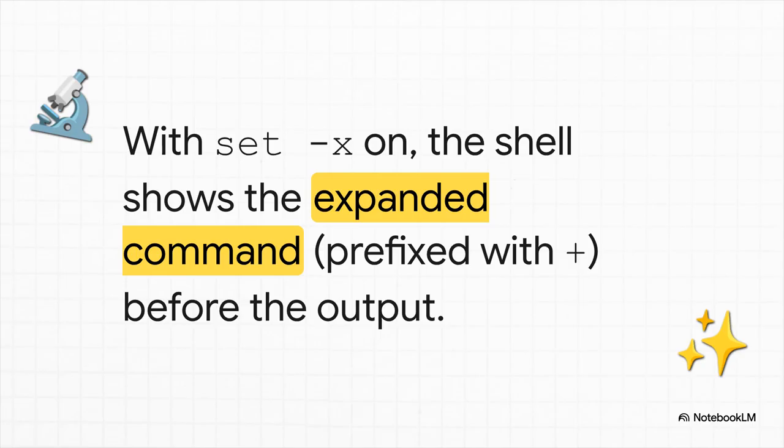With set -x turned on, you run your command with the $SHELL variable. But before it shows you the output, the shell prints a new line that starts with a plus sign. And that line shows you the final command it's about to run, with $SHELL already expanded to its value, /bin/bash. You can literally see the substitution happen in real time. This is an absolute game changer for debugging scripts.